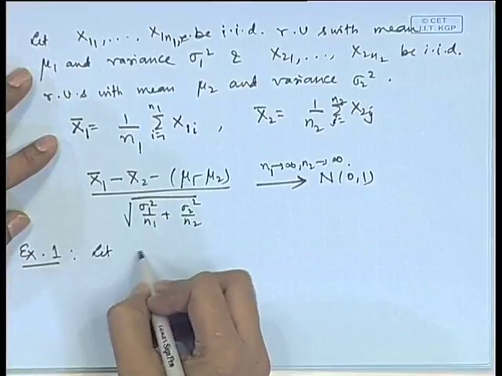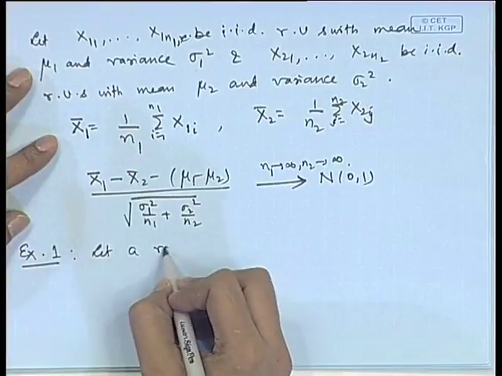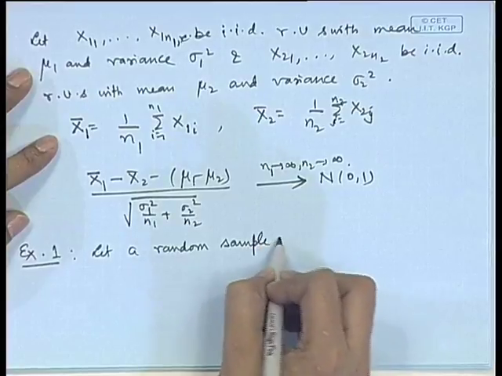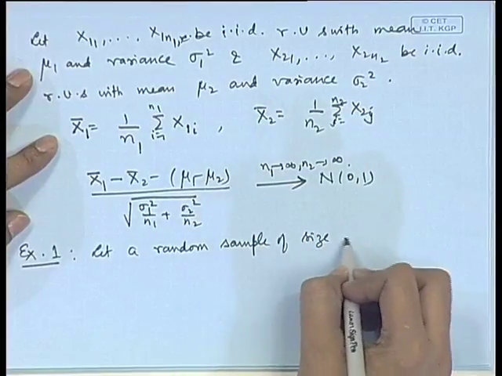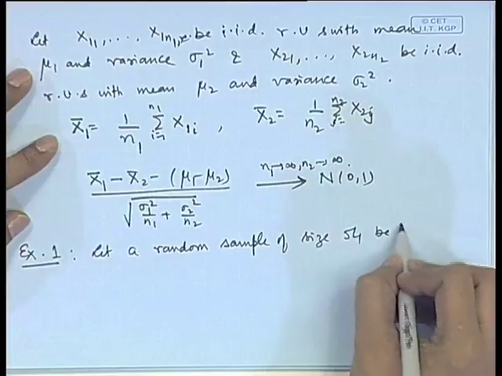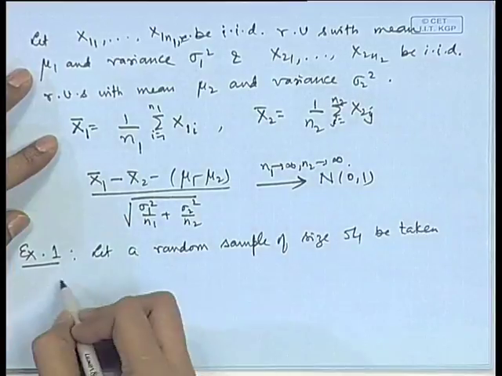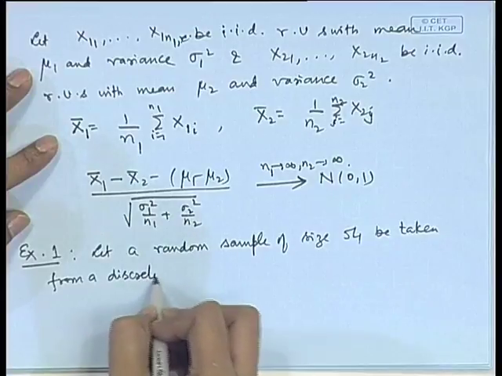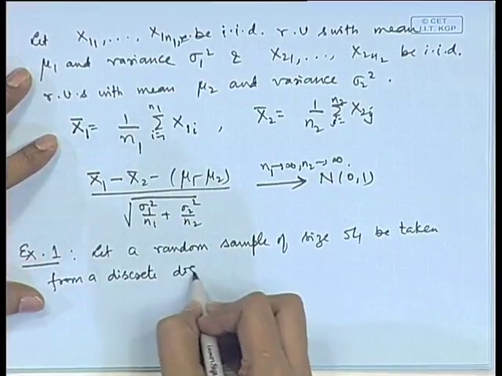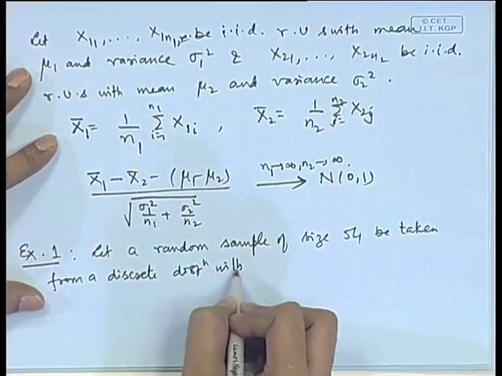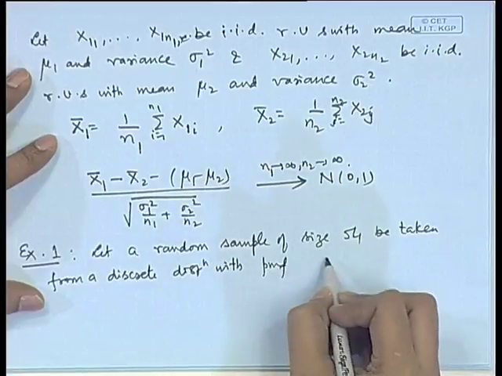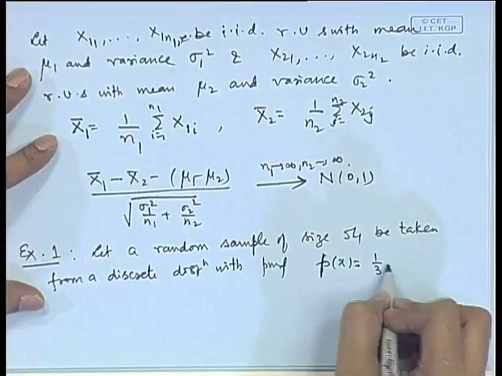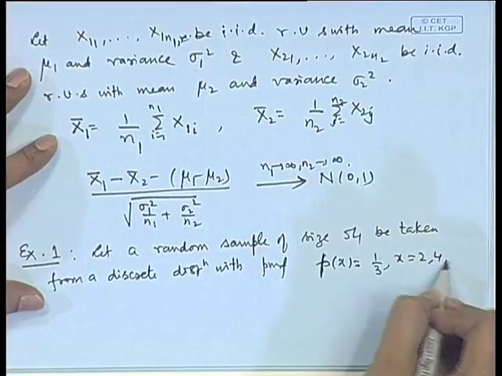Let a random sample of size, say, 54 be taken from a discrete distribution with probability mass function, say, p(x) is equal to 1 by 3 for x equal to 2, 4, 6.